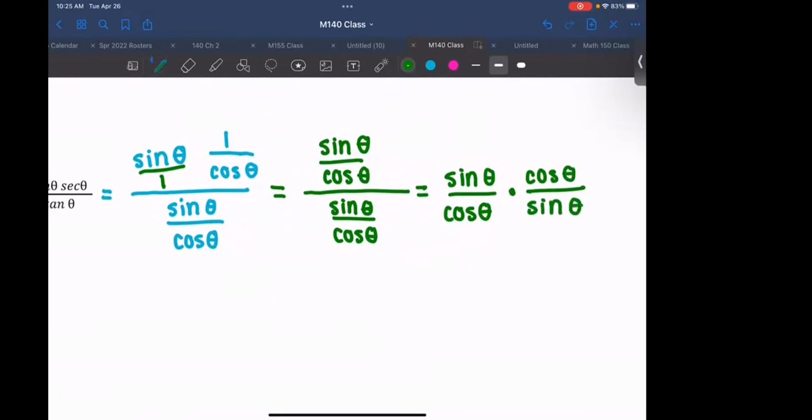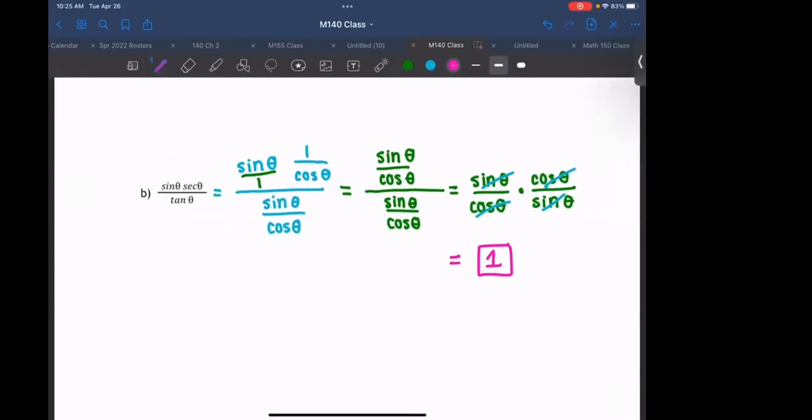Okay, once we're here, well, looks like we can cross a lot of things out, right? Cosine, cosine, sine, sine, and looks like all we're left with is 1. Okay, you didn't need to show that step if you saw it already, but sometimes I have to do it. Okay, so dang, it looks like we started out with sine secant over tangent, and that was actually equal to 1. Not that bad. All right.